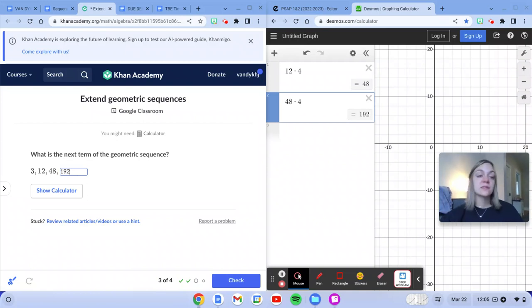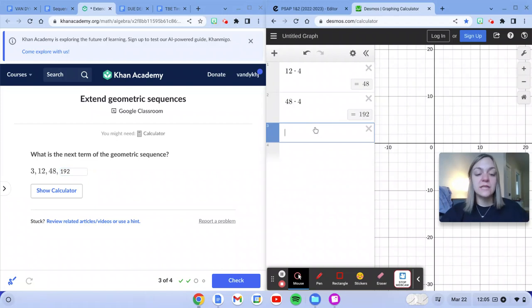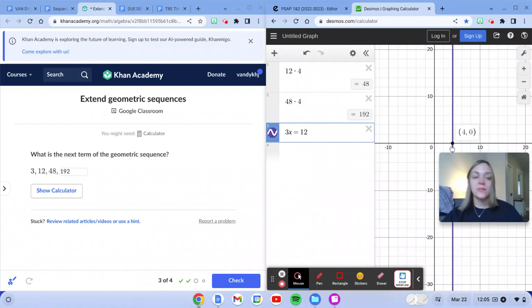This is all we're doing for this activity. Let me show you, if you didn't know that 3 times 4 is 12, you can take 3 times x, some number that we don't yet know, equals 12, and we'll get that the number is 4.